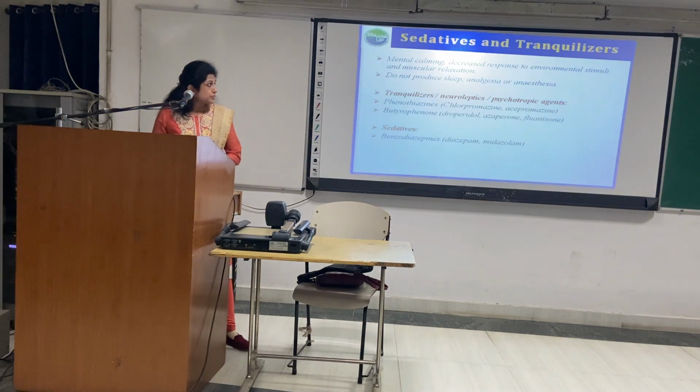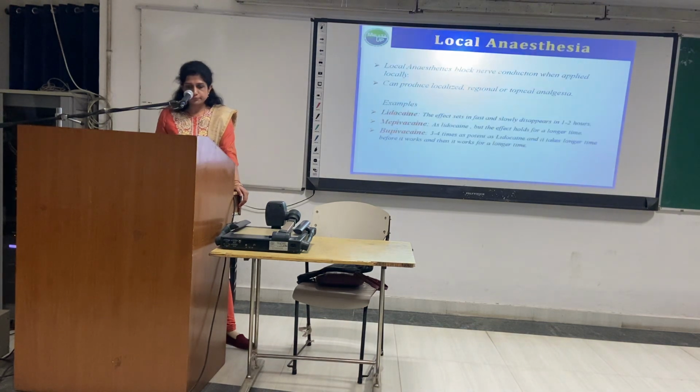Tranquilizers or neuroleptics or psychotropic agents: two categories are there, phenothiazines and butyrophenone derivatives. Phenothiazine examples are chlorpromazine, acepromazine. Butyrophenone derivatives are droperidol, azaperone, fluanisone. And another category is sedatives. Under these, benzodiazepines are there. Examples are diazepam and midazolam.